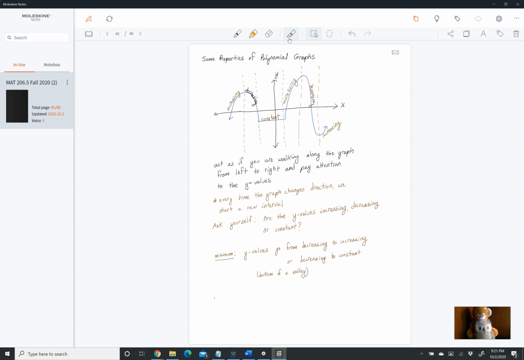But we also have our maximum. So our maximum is where our y values go from increasing to decreasing. So on the left, it's increasing, whereas for minimums on the left, it would be decreasing. So increasing to decreasing, or increasing to constant.